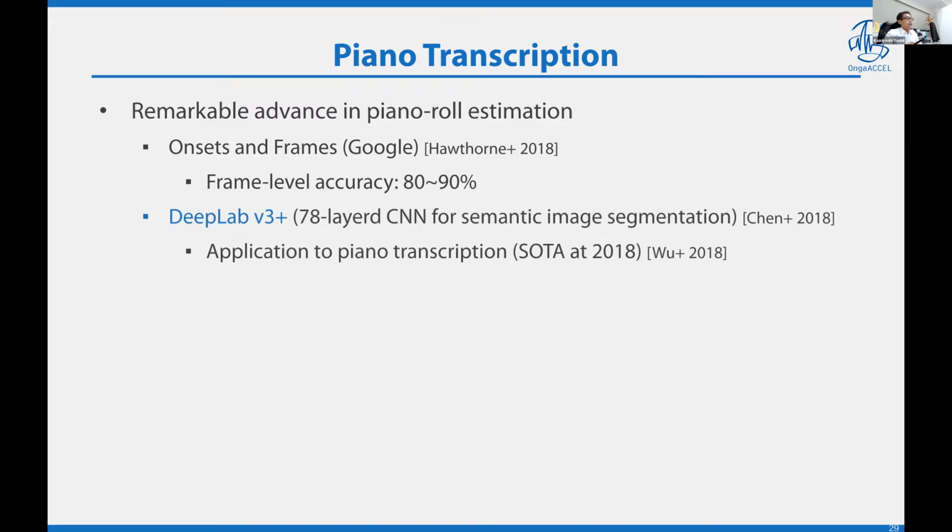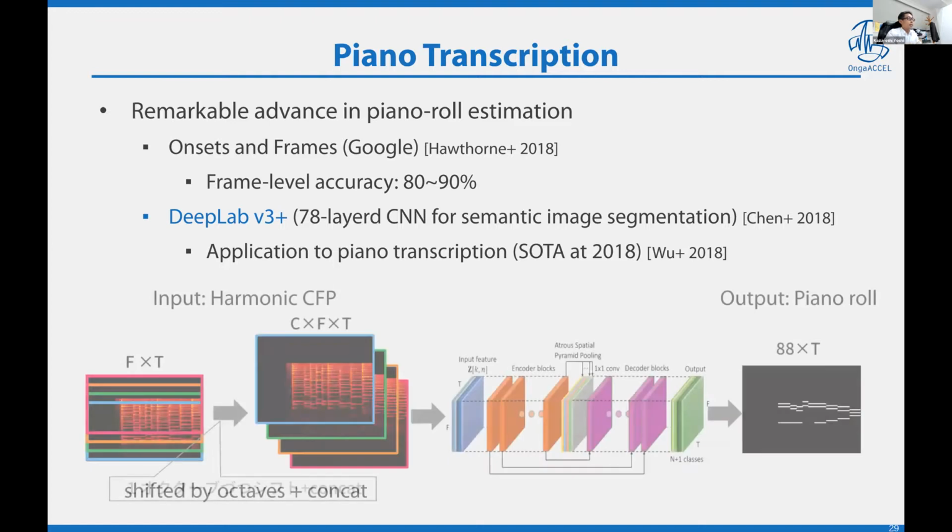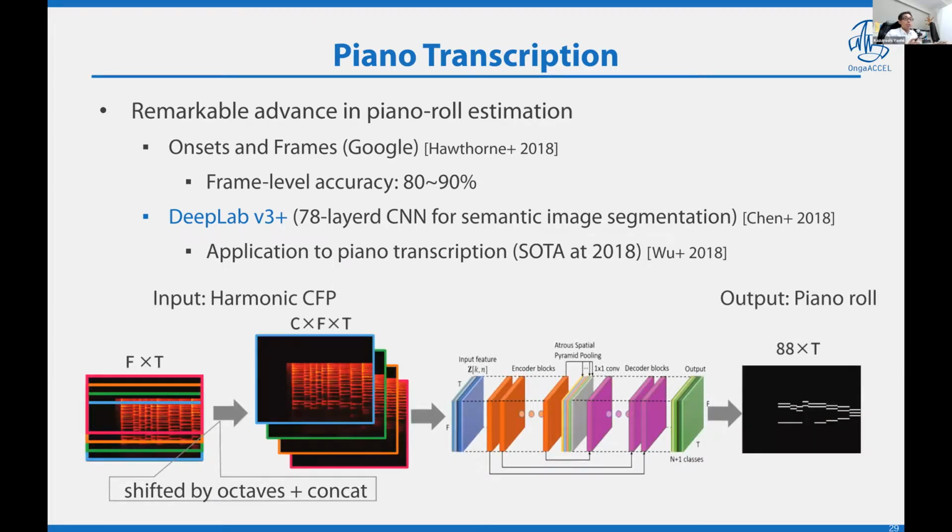And recently, DeepLab version 3+, which is based on a 78-layer CNN originally proposed for semantic image segmentation, was applied to piano transcription. So this method achieved the state of the art performance in 2018. So this is a sketch of this method.